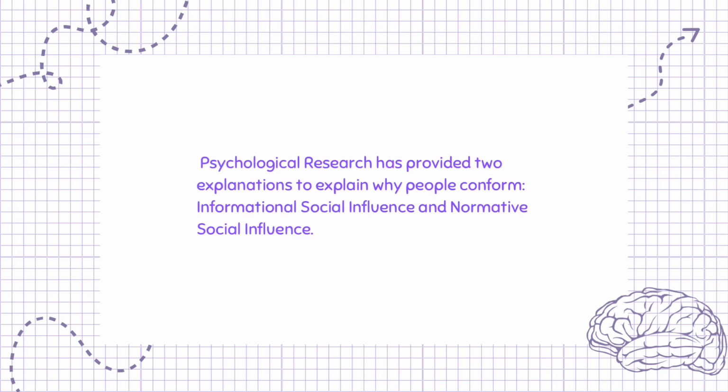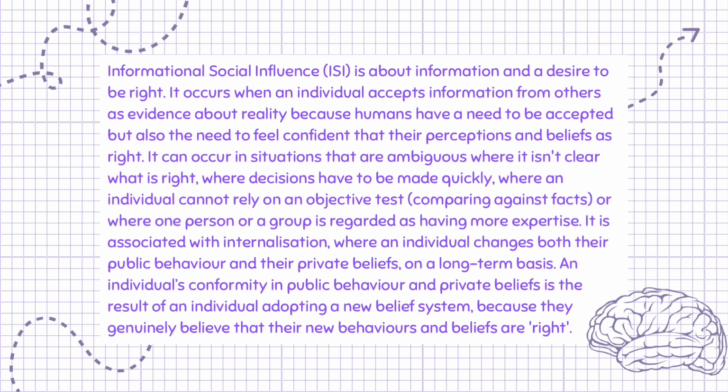Psychological research has provided 2 explanations to explain why people conform: informational social influence and normative social influence. Informational social influence, ISI, is about information and a desire to be right. It occurs when an individual accepts information from others as evidence about reality because humans have a need to be accepted but also the need to feel confident that their perceptions and beliefs are right.